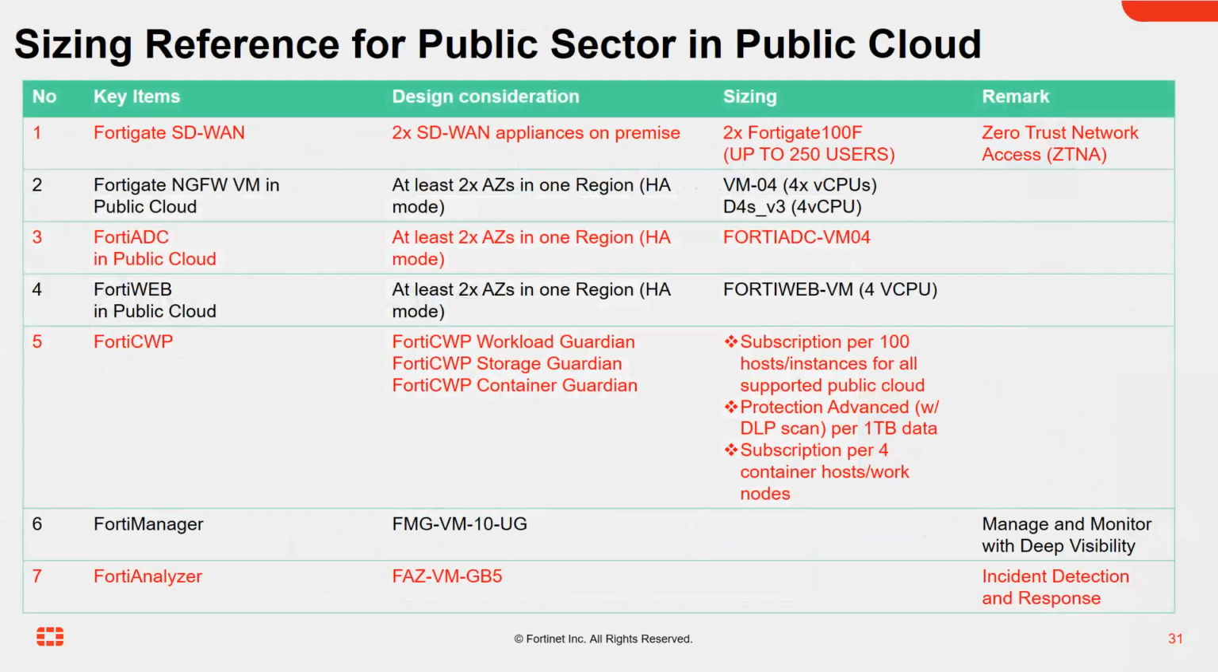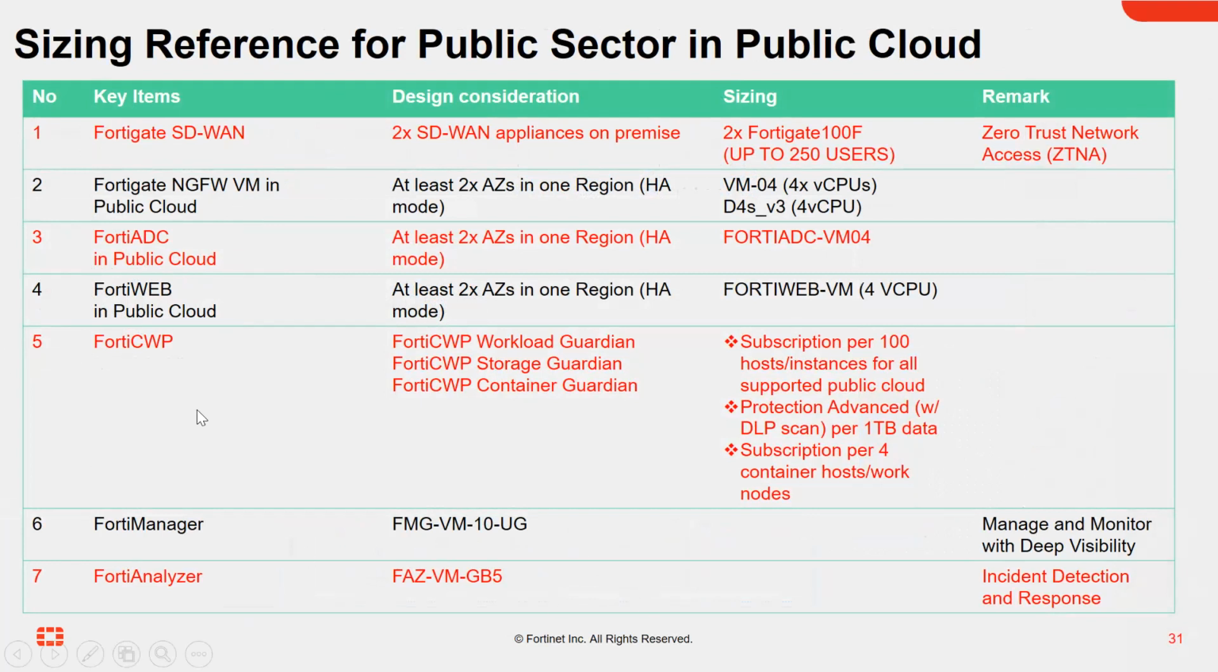In terms of sizing reference, as I highlighted earlier, I list down some sizing reference for public sector in public cloud. This includes FortiGate SD-WAN, FortiGate next generation firewall VM in public cloud, FortiADC load balancer here, and FortiWeb as a web application firewall, WAF, also most of the time deployed in reverse proxy.